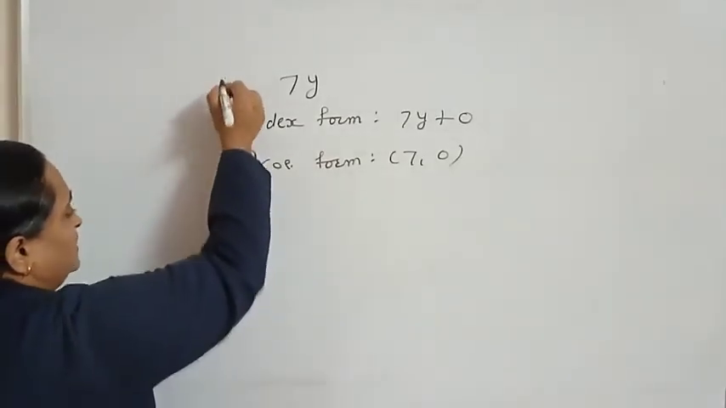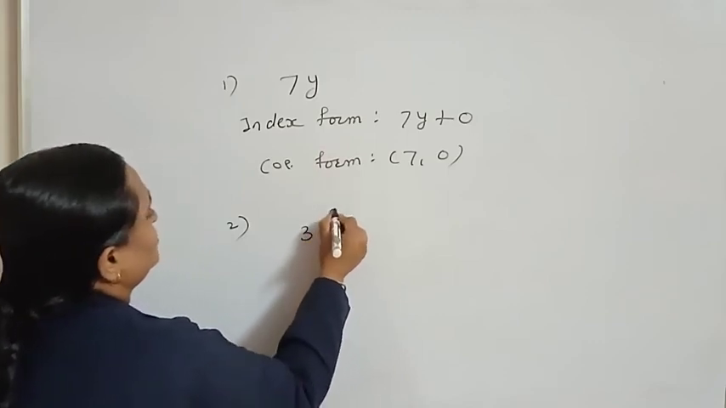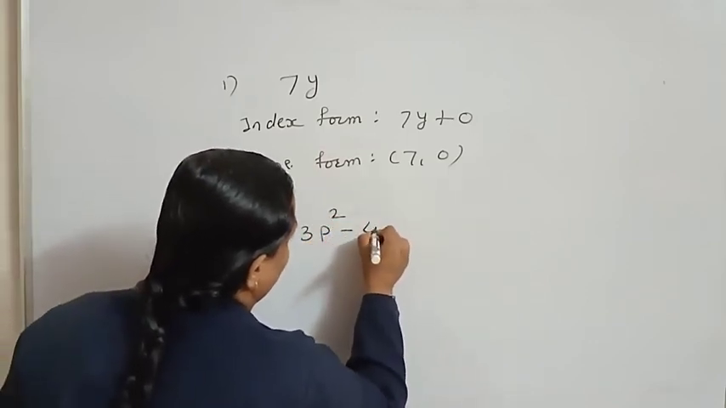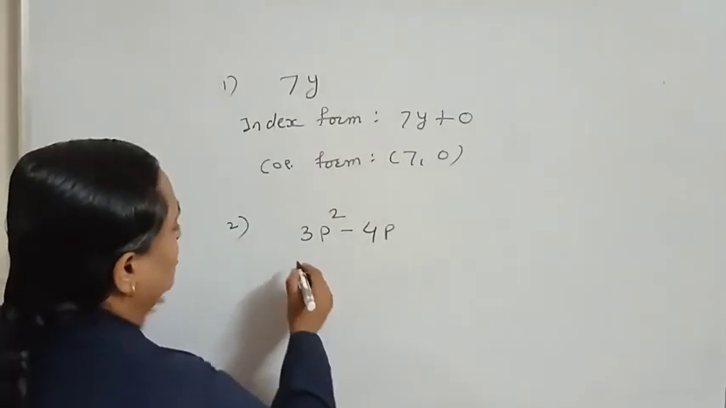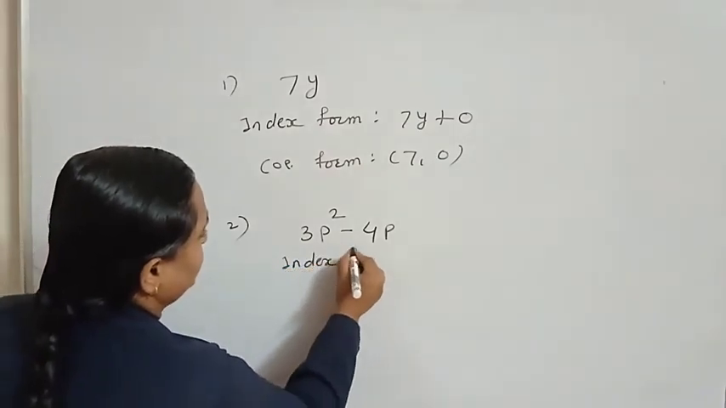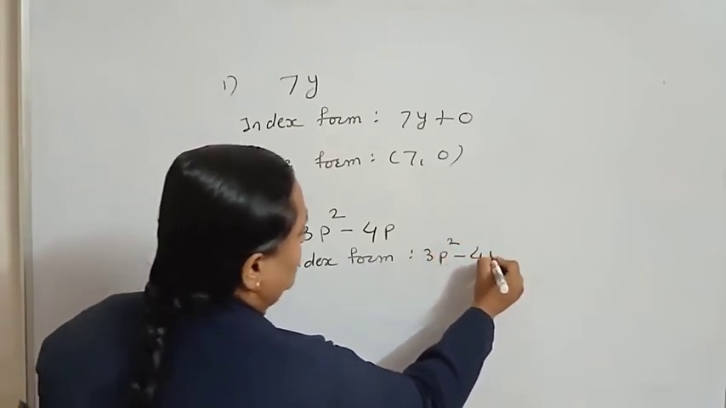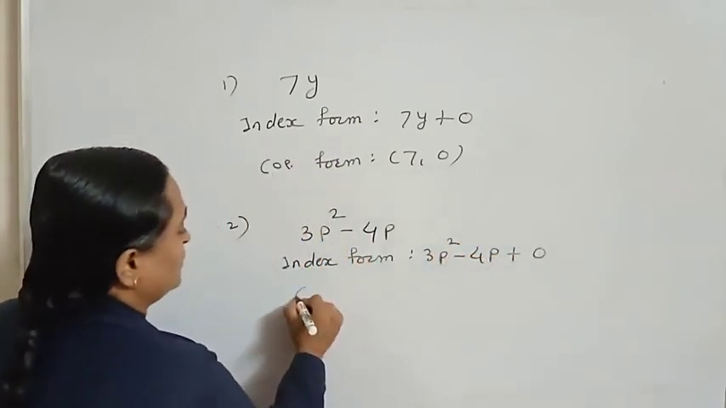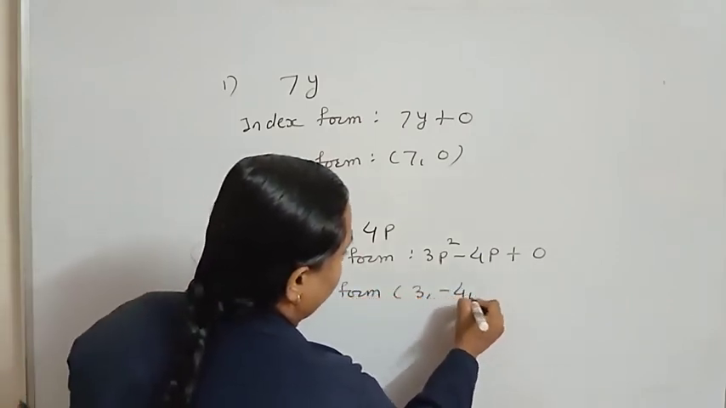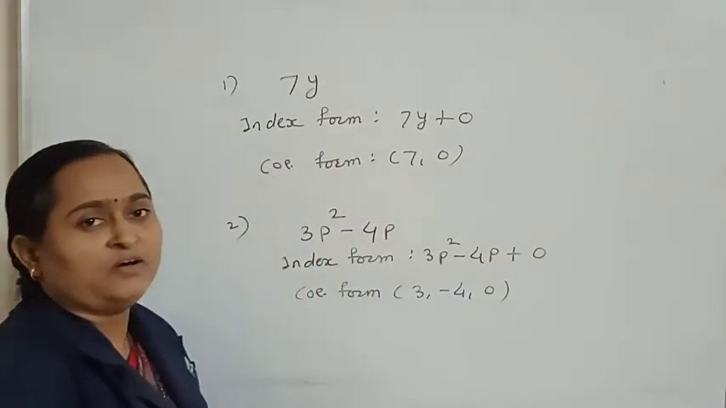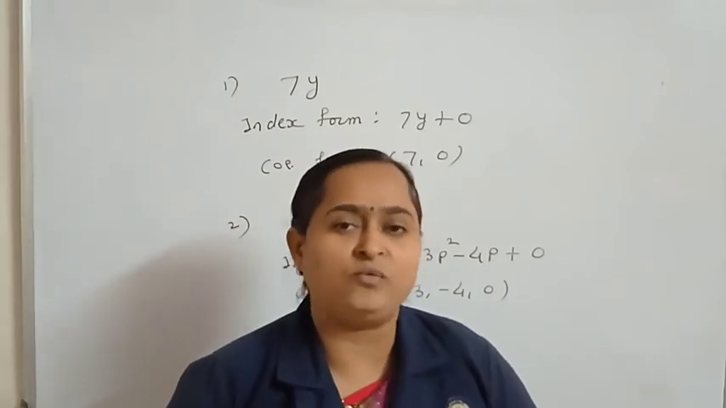Again one example we will take, 3p square minus 4p. Now this example we are writing in coefficient form. First you have to write down index form: 3p square minus 4p plus 0. Then we will write coefficient form: 3, minus 4, 0. Now in this way we can write standard form, index form and coefficient form of a polynomial.